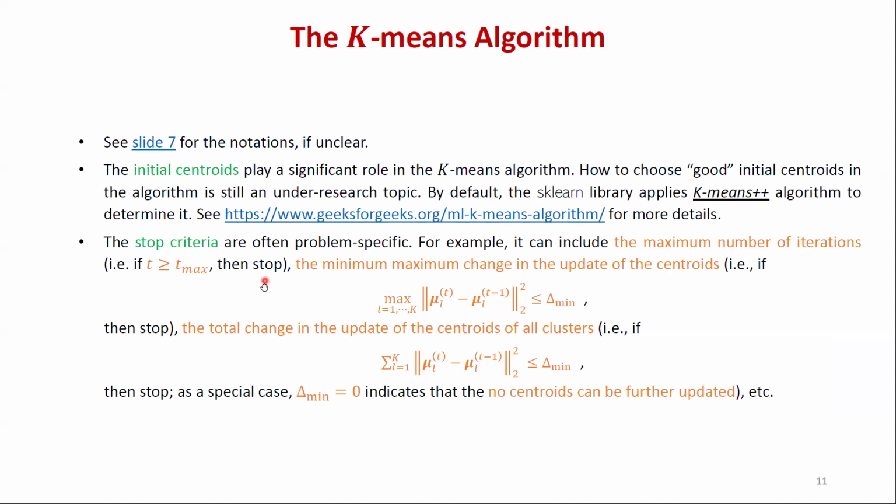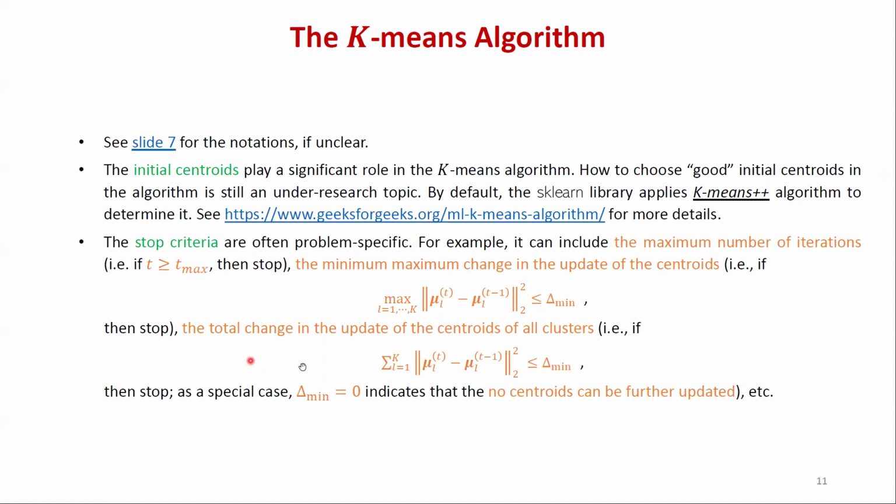And the next thing, the stop criteria. There are actually many methods of stop criteria. For example, it can include the maximum number of iterations, which means at most I will run so many iterations, or the maximum change in the updates. That means among all the L centroids, I choose the maximum update of the centroid. The maximum update is in terms of the 2-norm, which means how far I update the centroid, like how the location updates. If the maximum of the update is less than or equal to a delta minimum, then I'm going to stop.